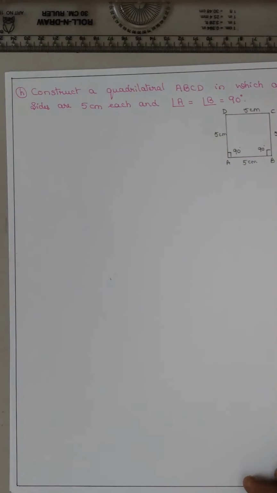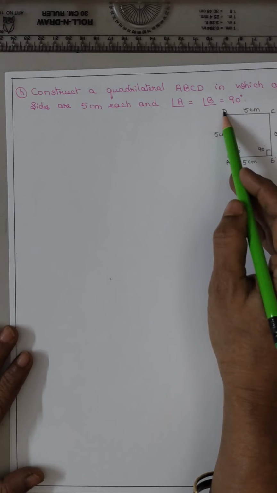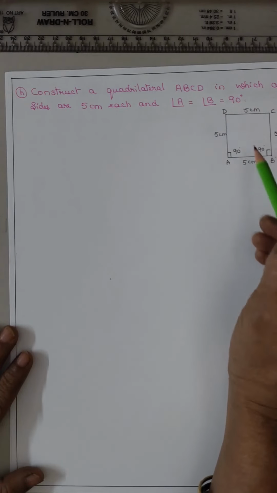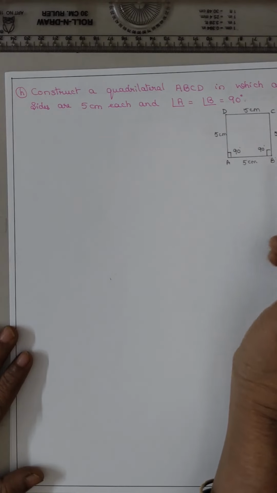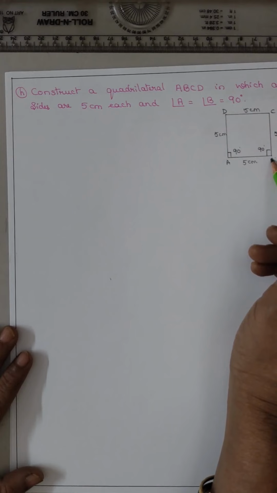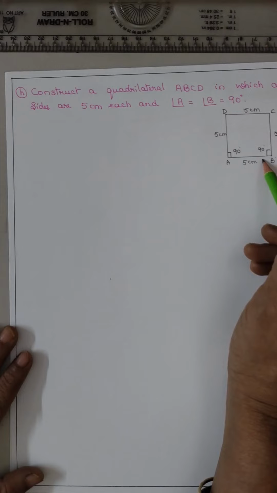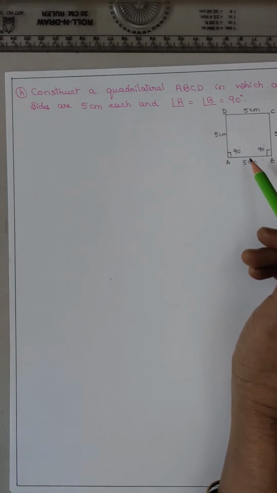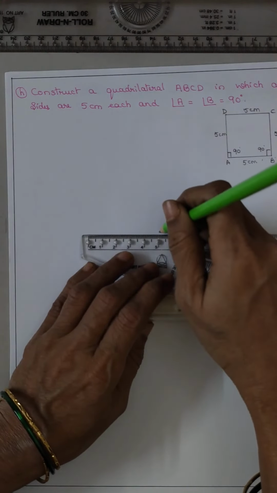Now coming to the question number H. Construct a quadrilateral ABCD in which all the sides are 5 centimeter and angle A and angle B are 90 degree. Draw the rough diagram. ABCD. See, AB you have to take as the base because A and B are given 90 degree. Okay. So AB 5 centimeter.